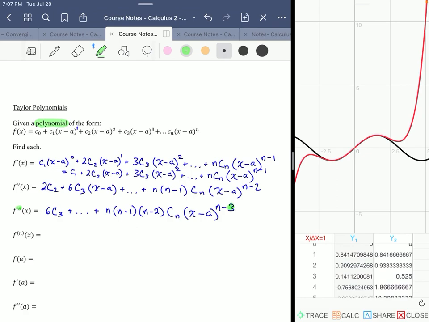That comes into play in the next step, because now we can start to draw inferences and conclusions. We know that every step of the way we're going to have a c sub n. So I know that that's going to be part of it. The x minus a will eventually be raised to the n minus n power.